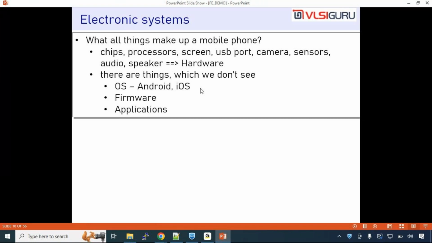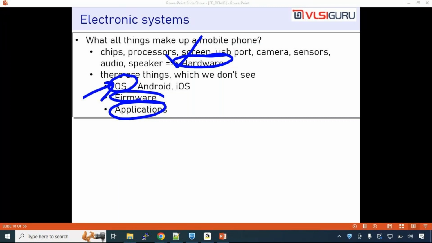As a VLSI engineer, which one are we interested in? Are we interested in hardware, OS, firmware, or applications? We are interested in hardware. Our responsibility as a VLSI engineer is to manufacture the hardware. We don't need to manufacture the OS. Are we responsible for developing the OS? No. Firmware? No. Not even applications. We are responsible for developing the hardware.